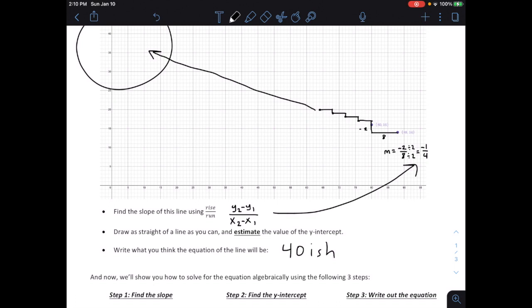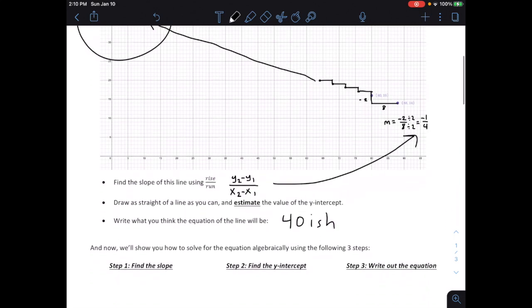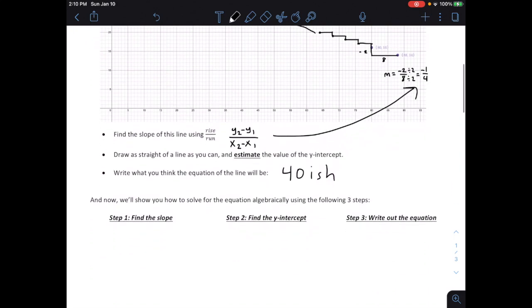But now let's look at how we can actually do it, not graphically, algebraically. All right. I've thrown myself off a little bit here. The first thing we want to do is find the slope. Step 1. Before I find the slope, I'm going to write my points down. (80, 16). I'm looking over here at these purple things in the upper right hand corner. And then we have (88, 14).